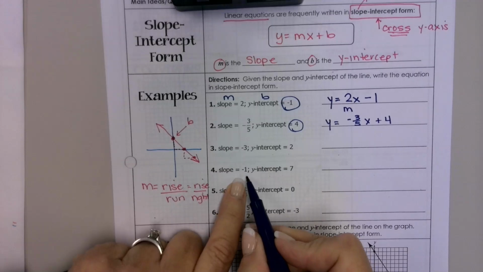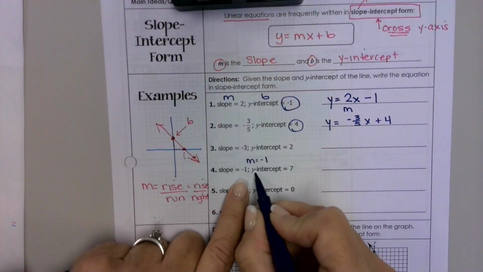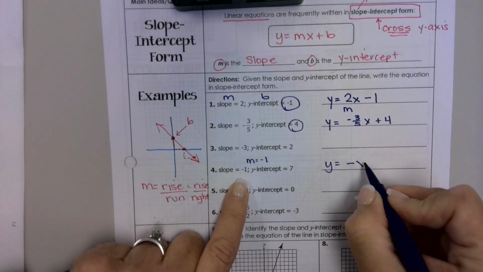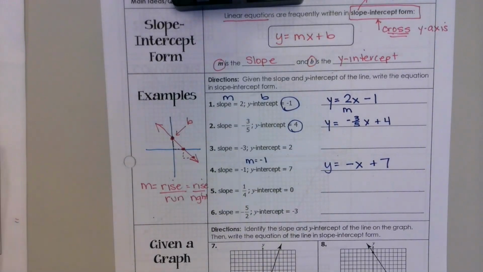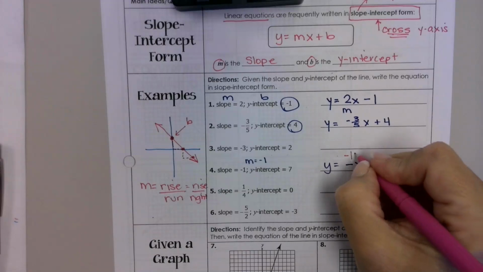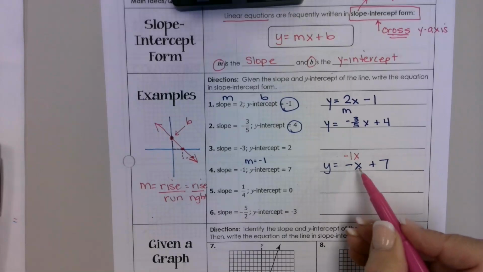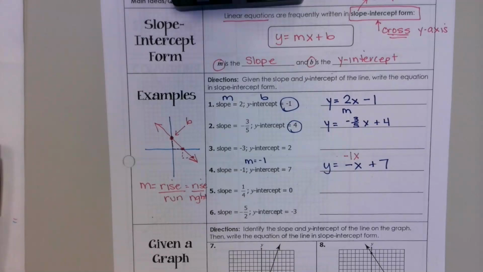So if I have a negative value, so if I have a negative 1, I'm not going to write my m value as negative 1. I'm just going to say negative x. So y equals negative x plus 7. Now, technically this is what I have, negative 1x. But we know that this 1 is implied, so we never write the 1. We would write it like I have here in black. So the negative x plus 7.